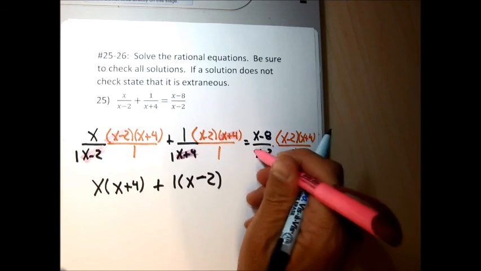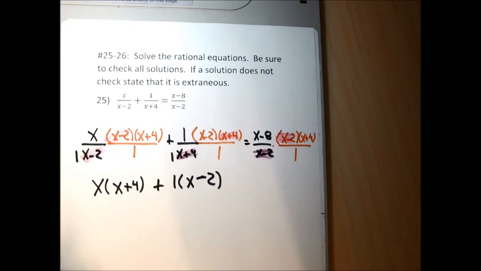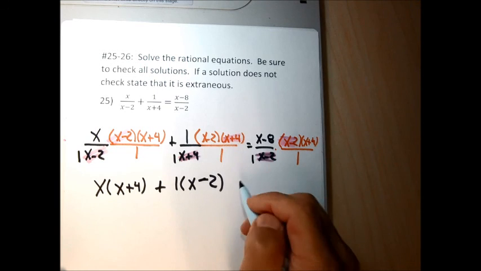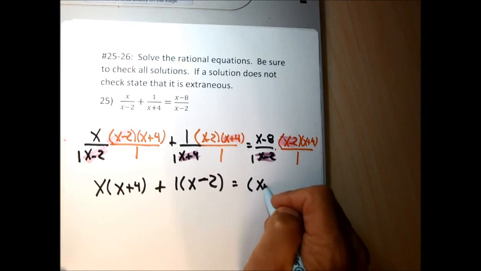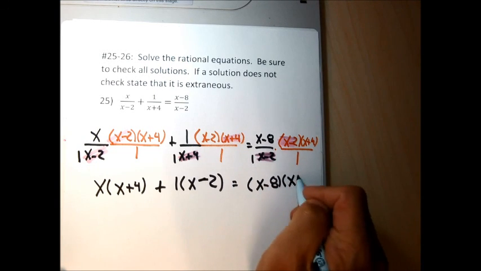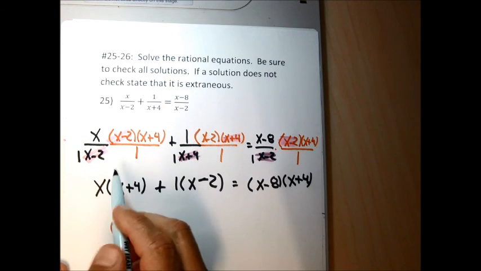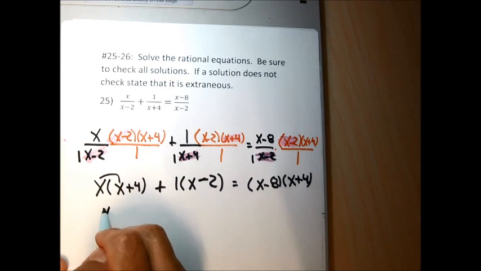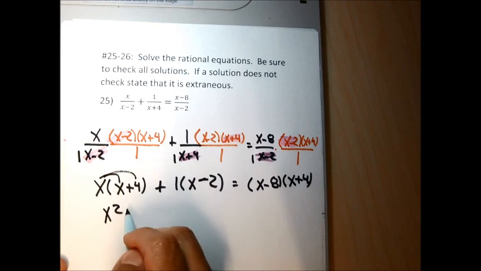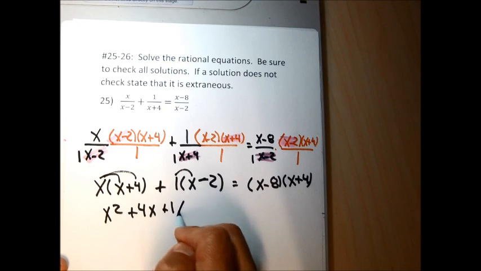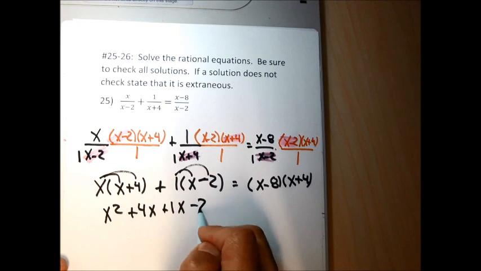And then to the right of the equal sign, the x minus 2's cancel. They turn into 1's. The denominator is only a 1 times 1, so I don't need to write a 1. I'm left with an x minus 8 times x plus 4. Now I need to get rid of all the parentheses by multiplying. I'm going to go x times x is x squared, x times 4 is plus 4x, 1 times x is plus 1x, 1 times minus 2 is minus 2.